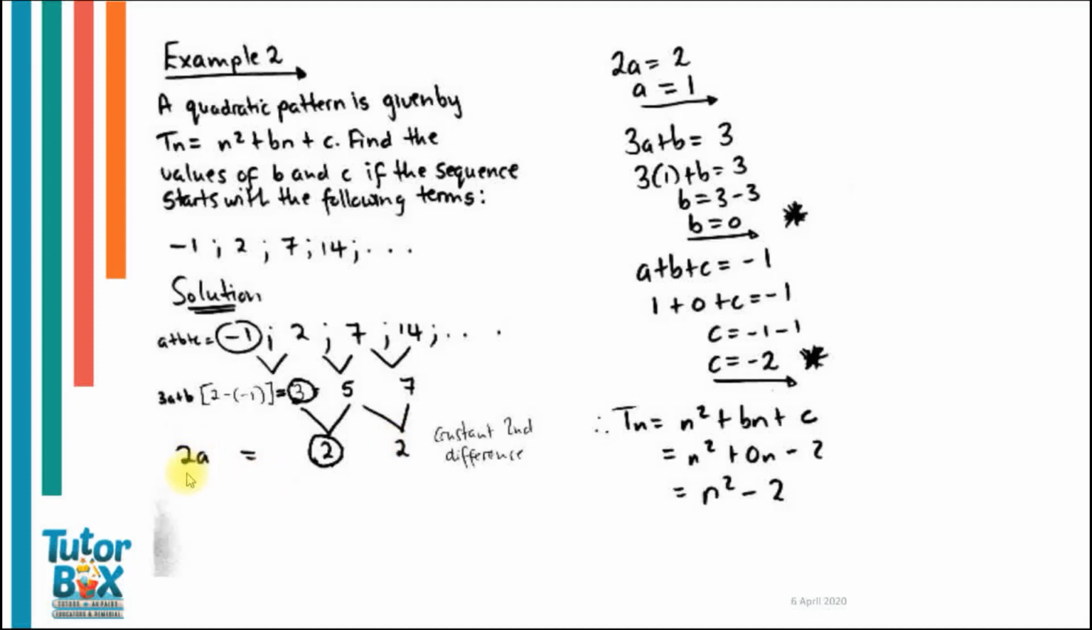Okay, this now becomes 2a is equal to 2, 3a plus b is equal to 3, a plus b plus c is equal to minus 1. So guys, you need to know these, you need to know this, you need to know that, and you need to know that.